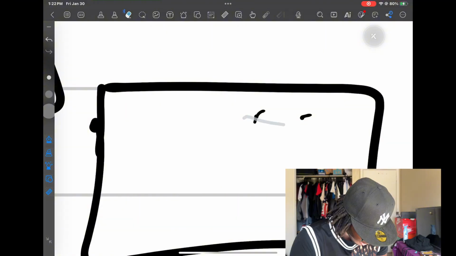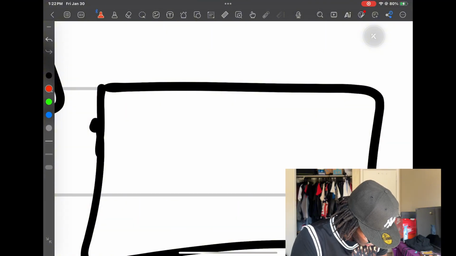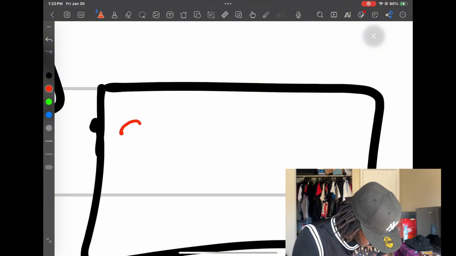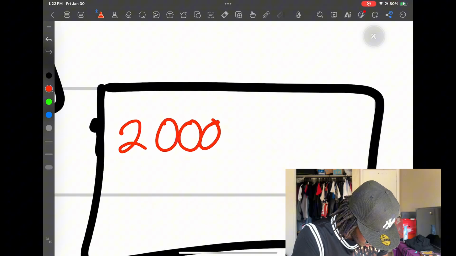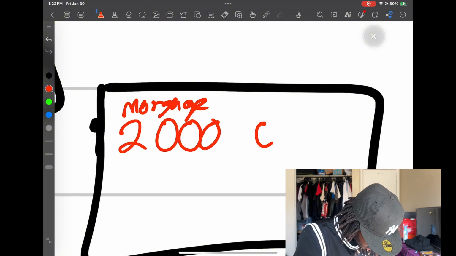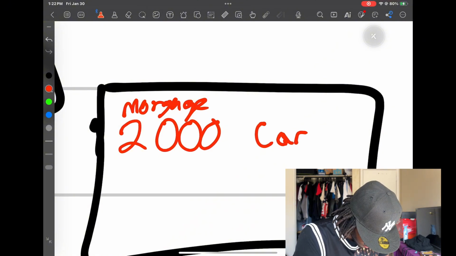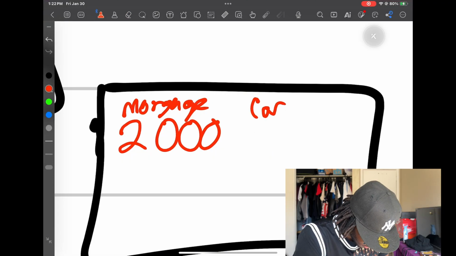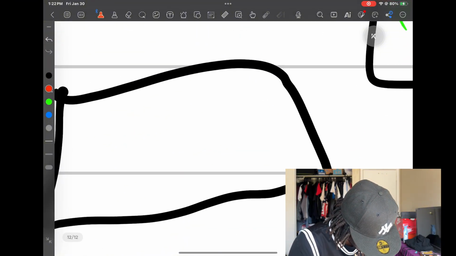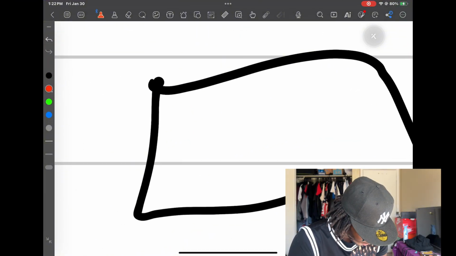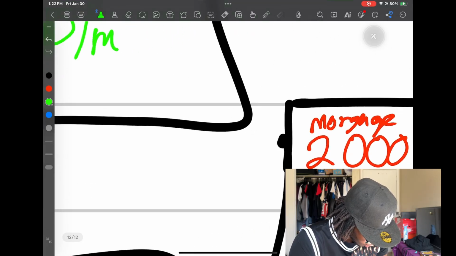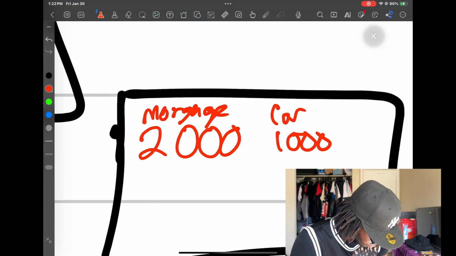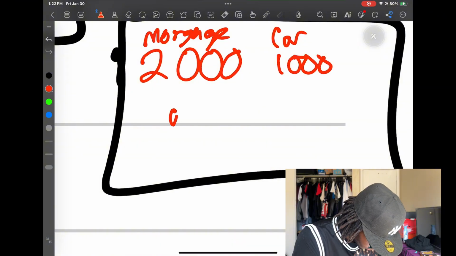So now it's still the same. They pay a mortgage of, actually, let's say $2,000 per month. So the mortgage is $2,000, and the car note is $1,000. Oops, let's rearrange that. Car is $1,000, right? But the thing is that they don't live in that house. They also have an apartment. So now they're also living in an apartment for $1,000.